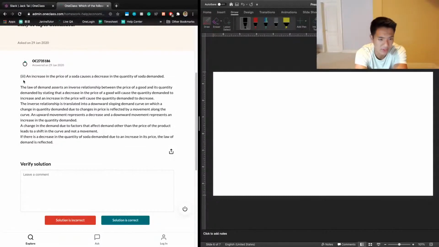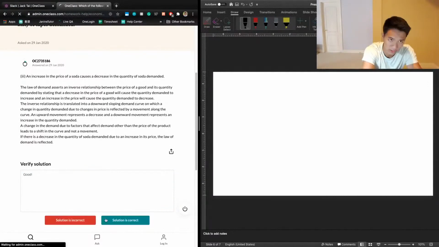And a change in demand due to factors that affect demand other than the price of the product leads to a shift in the curve and not a movement. If there's a decrease in the quantity of soda demanded due to an increase in its price, the law of demand is reflected. It's a pretty thorough explanation. Nothing to add there. We'll mark that as correct.